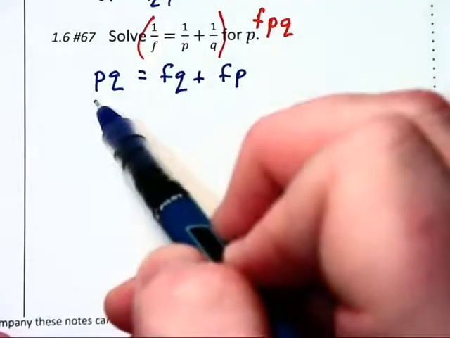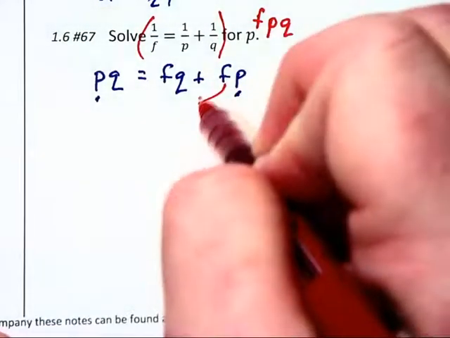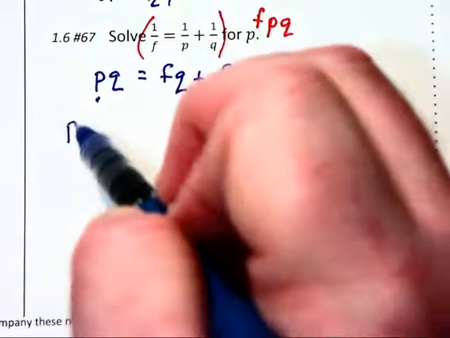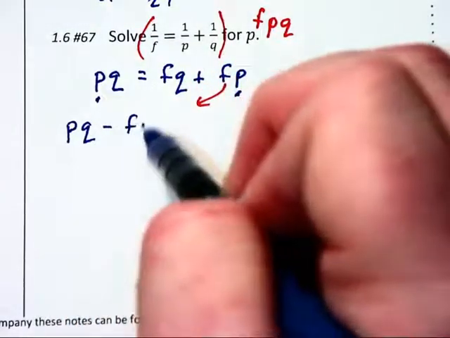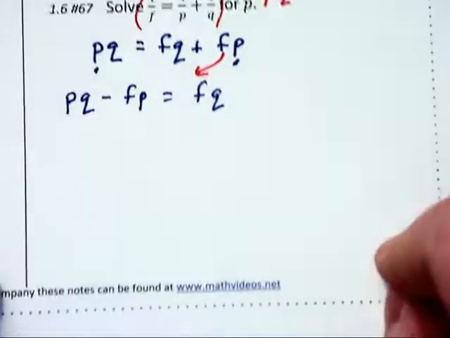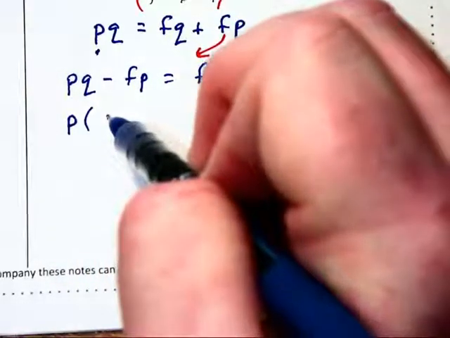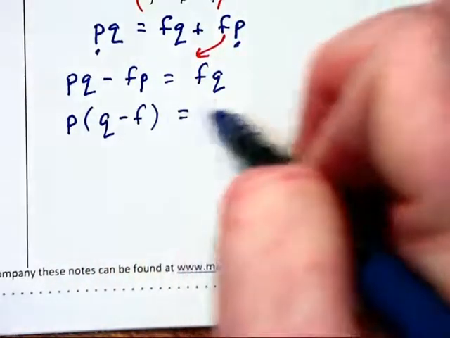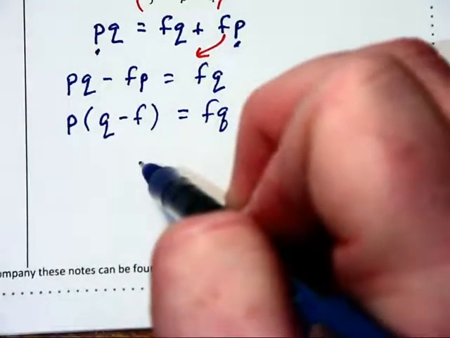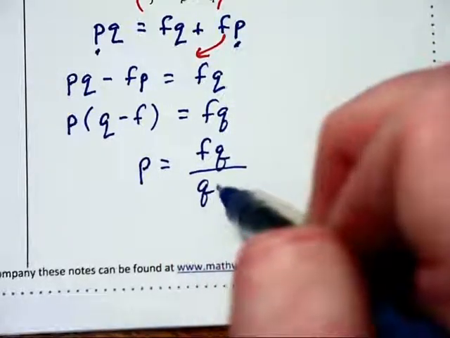Now we look at where our p's are. There's one on the left and one on the right, and we want to get them all together on one side. So I'm going to subtract fp on each side. This gives us pq minus fp equals fq. We can now get the p together on the left by factoring it out of the left-hand side, and then we can isolate it by dividing each side by q minus f. So p will equal fq over q minus f.